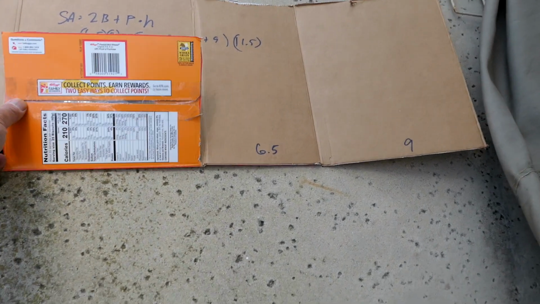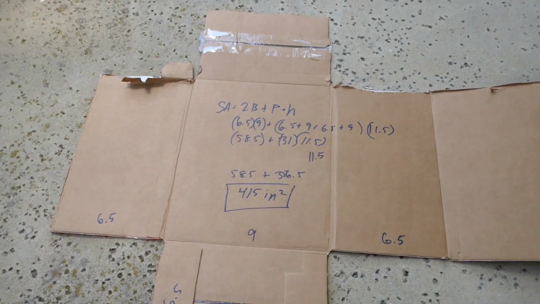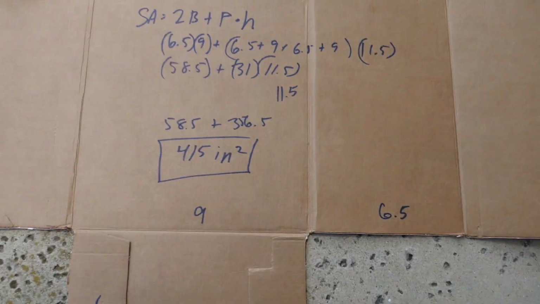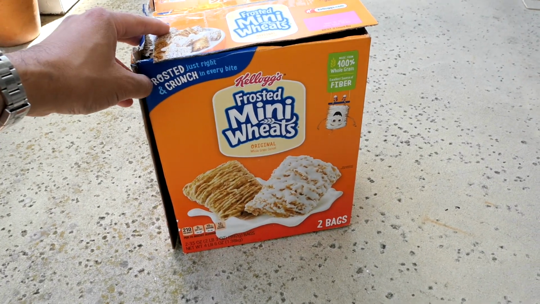Or if you had to pay for how much printing you had to do on it, that's how much ink you would need for it to cover. All right, so there's a real world example of finding surface area on this Frosted Mini-Wheats box. Okay, so I'm going to show you how we get the formula of finding surface area. So there's two ways to do it.